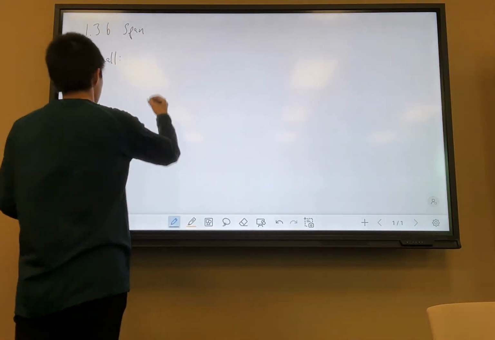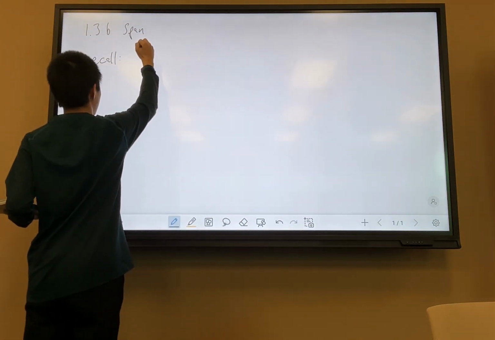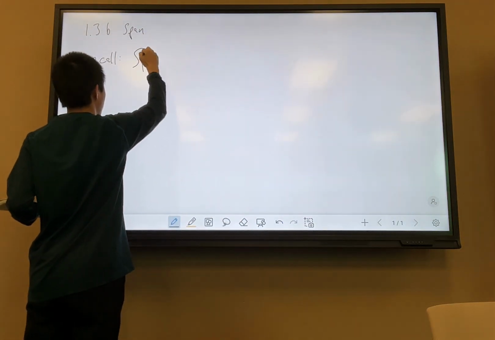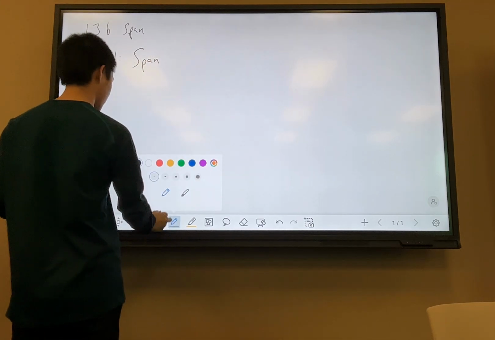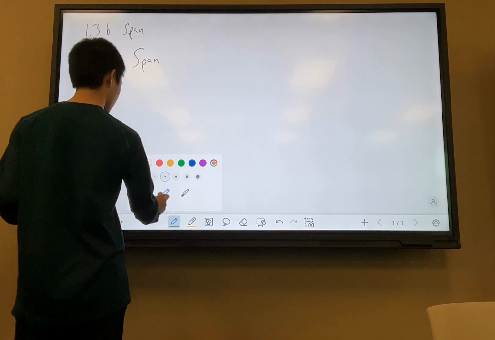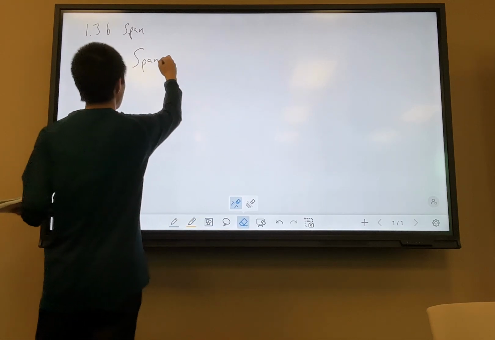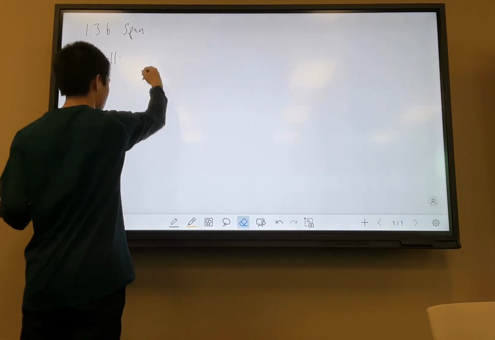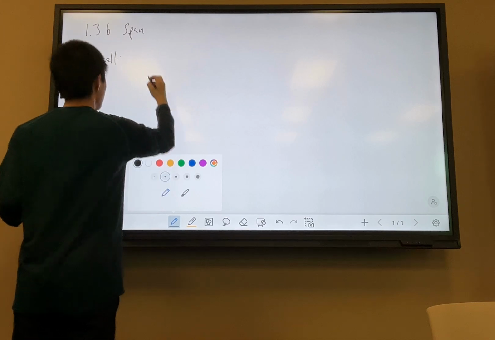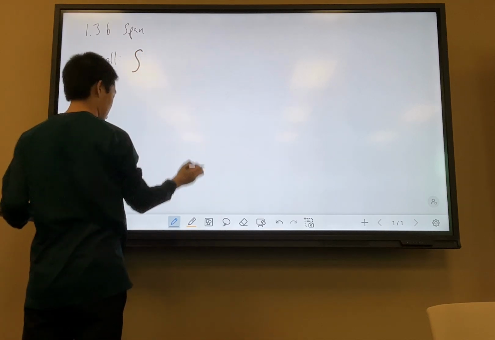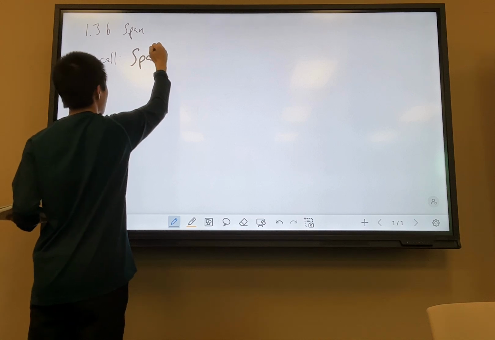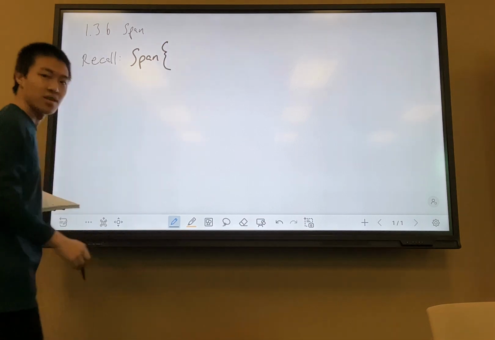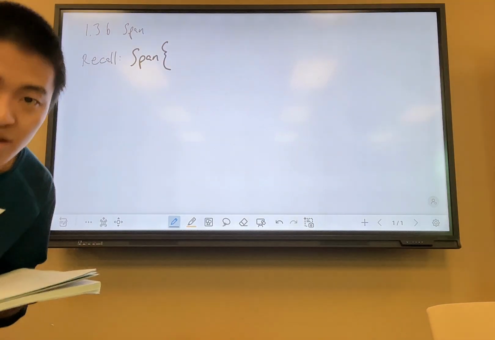So the way we talk about this with math notation is if I have the span, actually, is it possible to make this thicker? Let's try this. The span, that might show up better on the whiteboard. Oh yeah, that's much better.